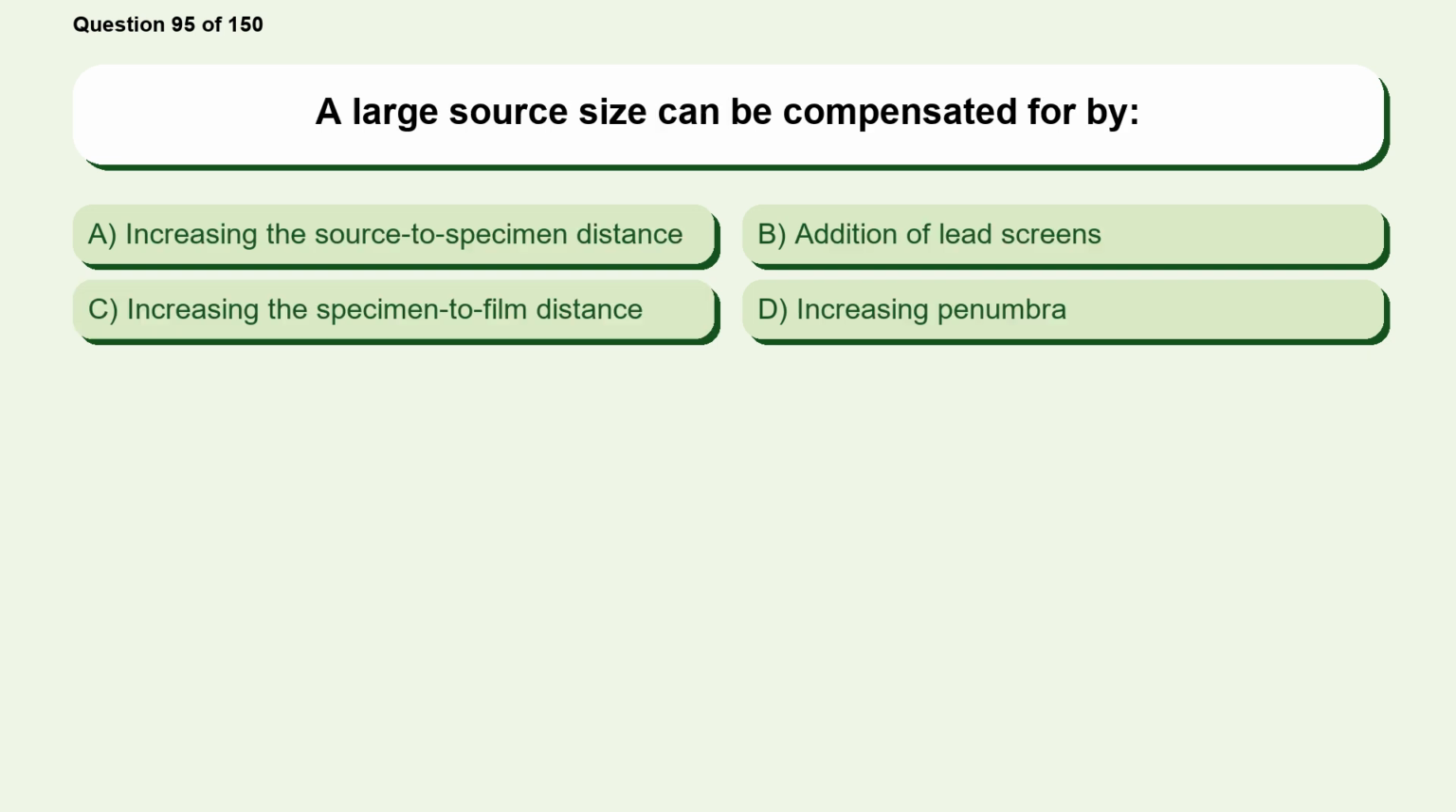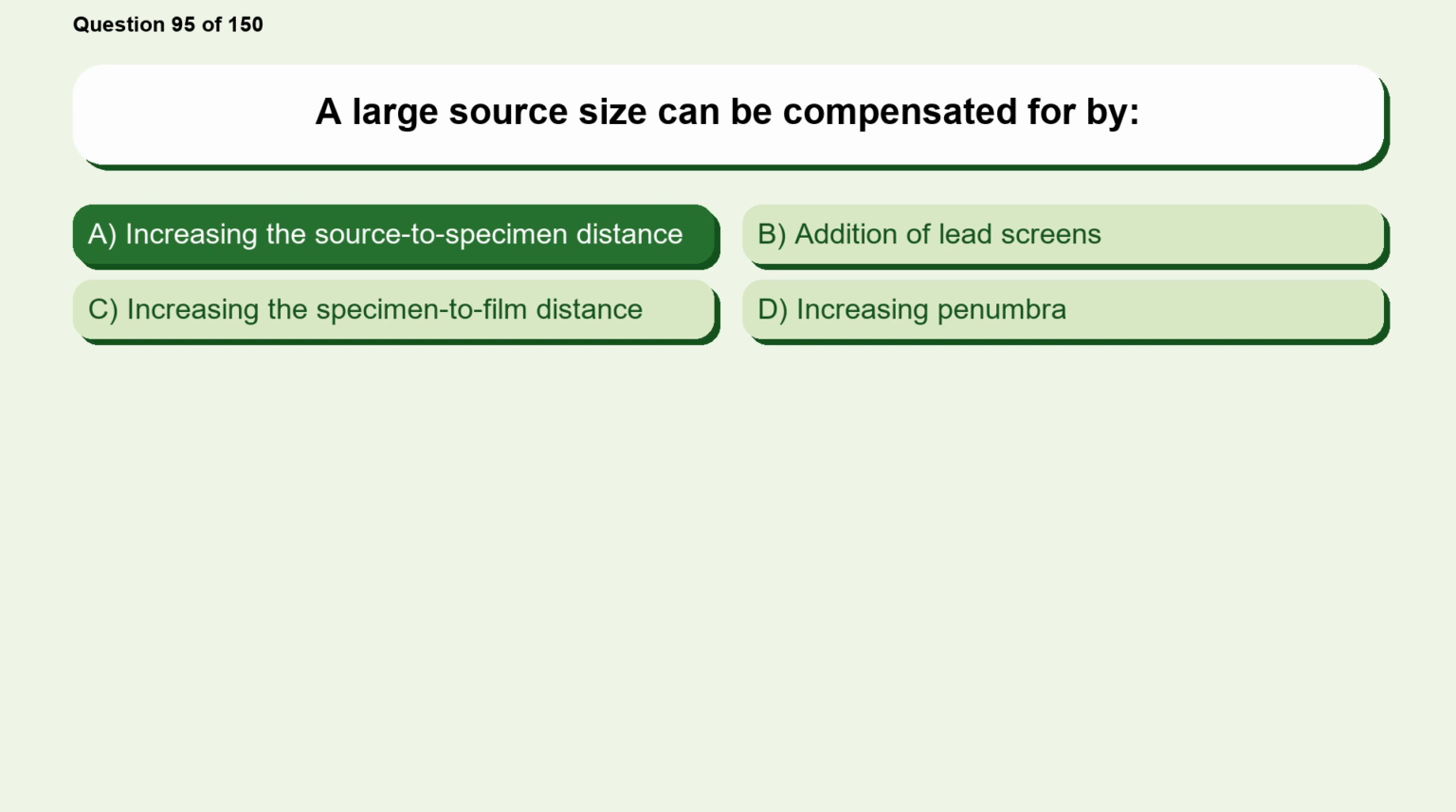Question 95. A large source size can be compensated for by: Option A, increasing the source to specimen distance. Option B, the addition of LED screens. Option C, increasing the specimen to film distance. Option D, increasing penumbra. The correct answer is option A, increasing the source to specimen distance.